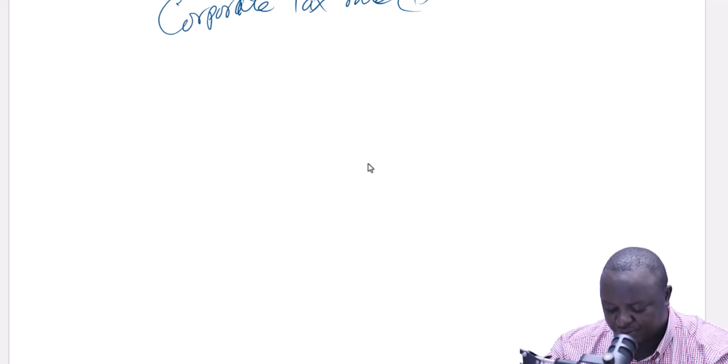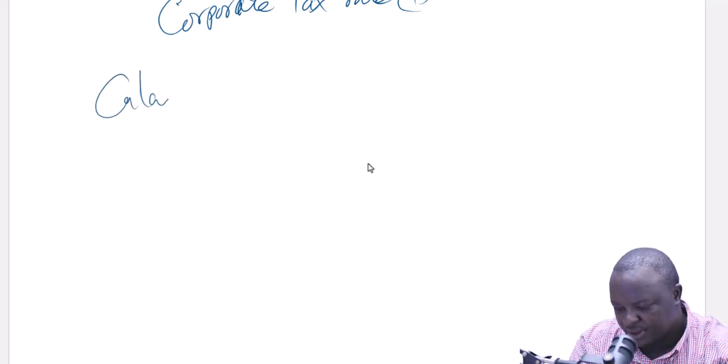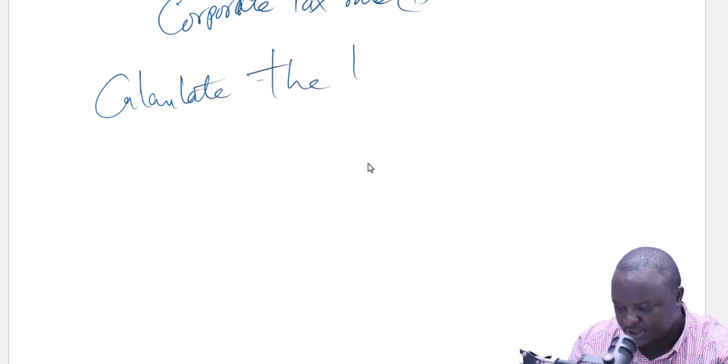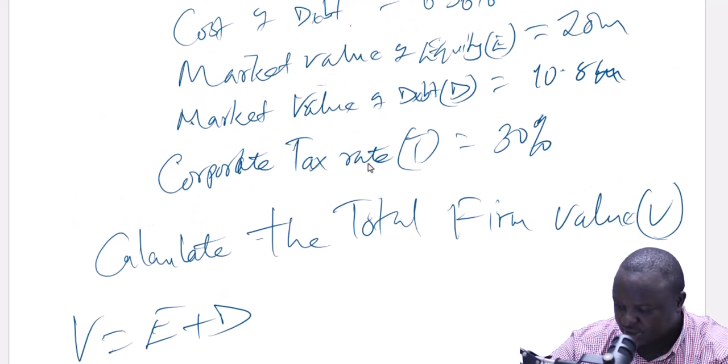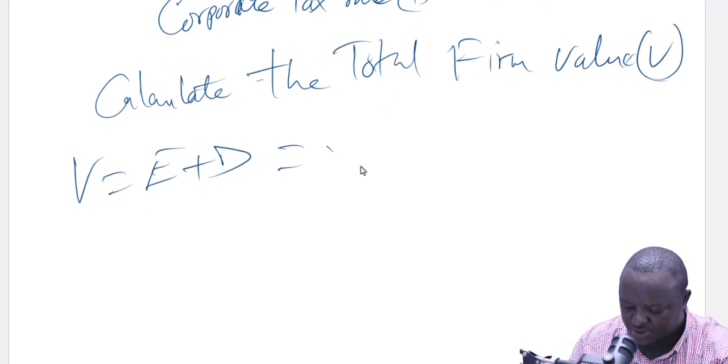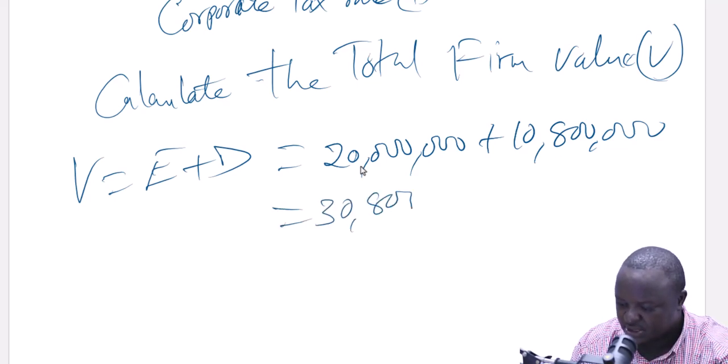Now, we are going to calculate the total firm value, that is V. So V equals the market value of equity plus the market value of debt, which equals 20 million plus 10,800,000. So the total will be 30,800,000.